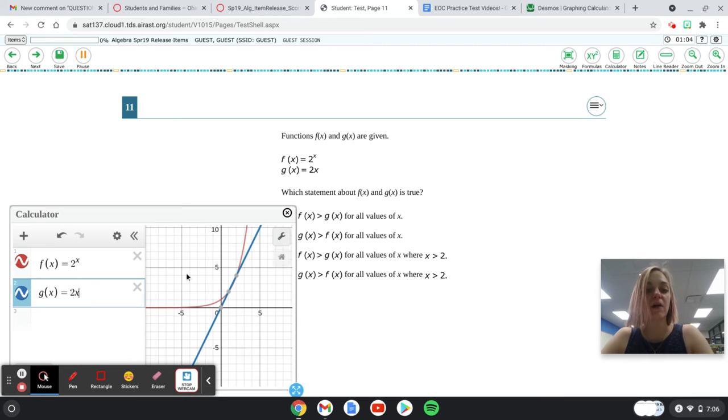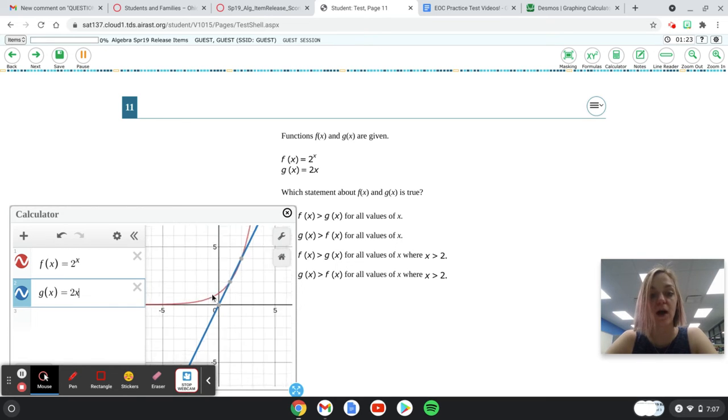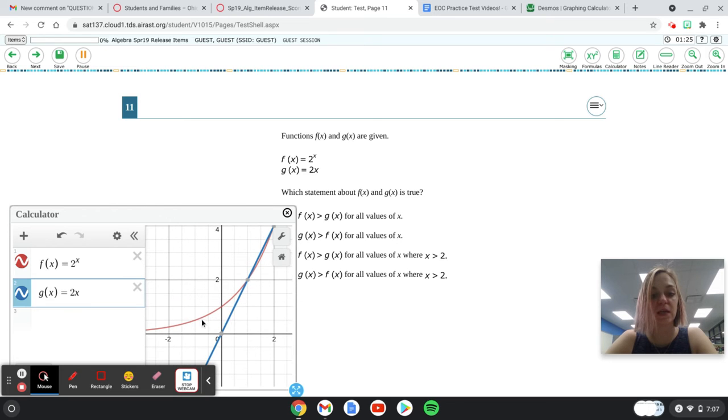Okay, so I can see that I've got a red line and a blue line. F of x is red and g of x is blue. So I have a few options here. It's saying that f of x is greater than g of x for all values. So that means I want f of x, my red line, to be on top of g of x for all values. Let me zoom in here.